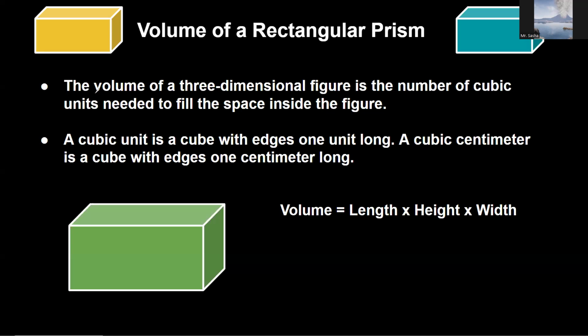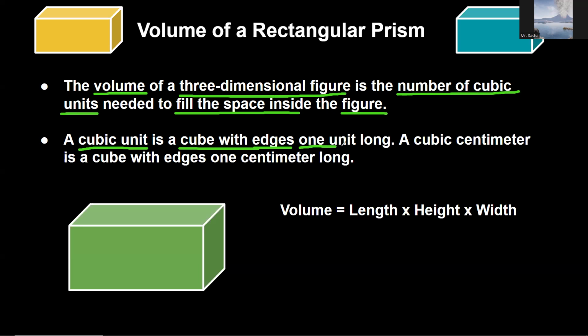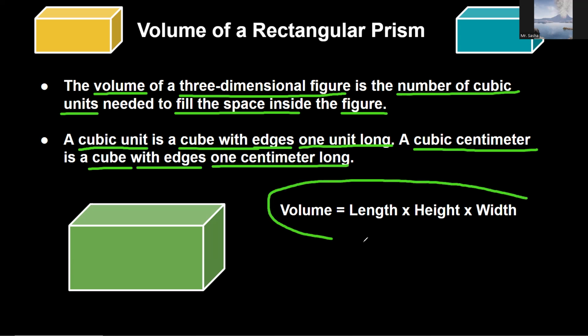So here, the volume of a three-dimensional figure is the number of cubic units to fill the space inside the figure. Okay, take note of that. A cubic unit is a cube with edges about 1 unit long. And a cubic centimeter is a cube with edges 1 centimeter long. Okay? And this is the formula for solving the volume of a rectangular prism. Never forget this formula.